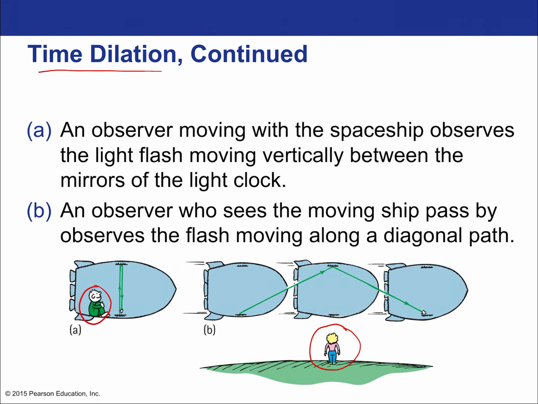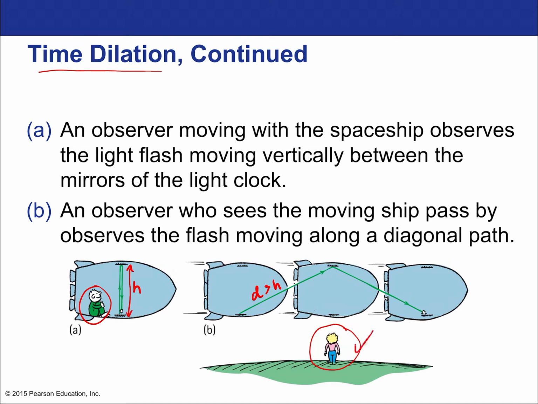We have someone in a fast compartment and we have someone on the ground, okay? So an observer moving with the spaceship observes the light flash moving vertically between the mirrors of the light clock. Okay, right? So their path is this path here, all right? So one half of the back and forth motion would be h. An observer who sees the moving ship pass by sees the flash moving along a diagonal path. So now we have d, which is greater than h, okay? So for this observer, the path is longer, okay?